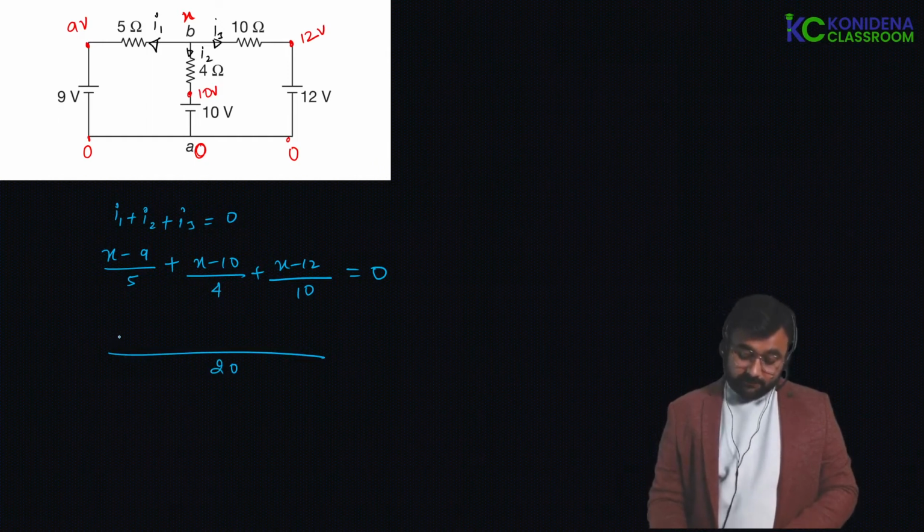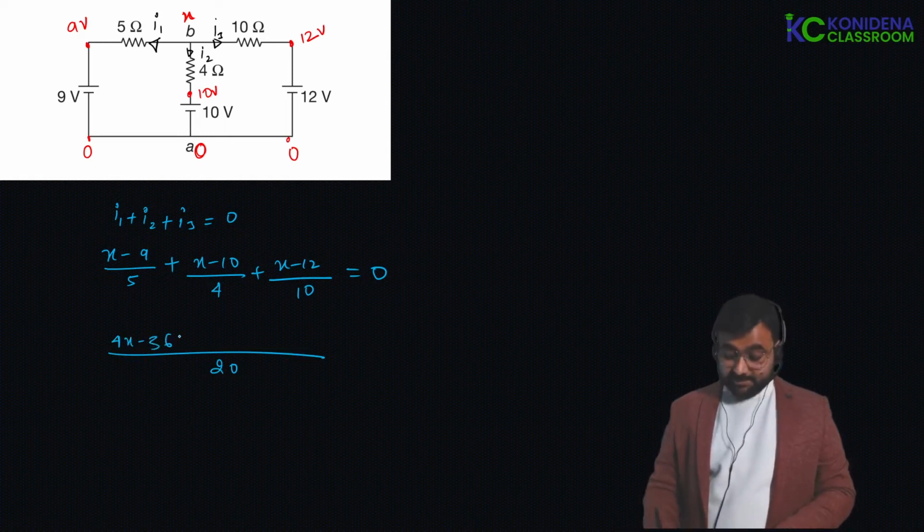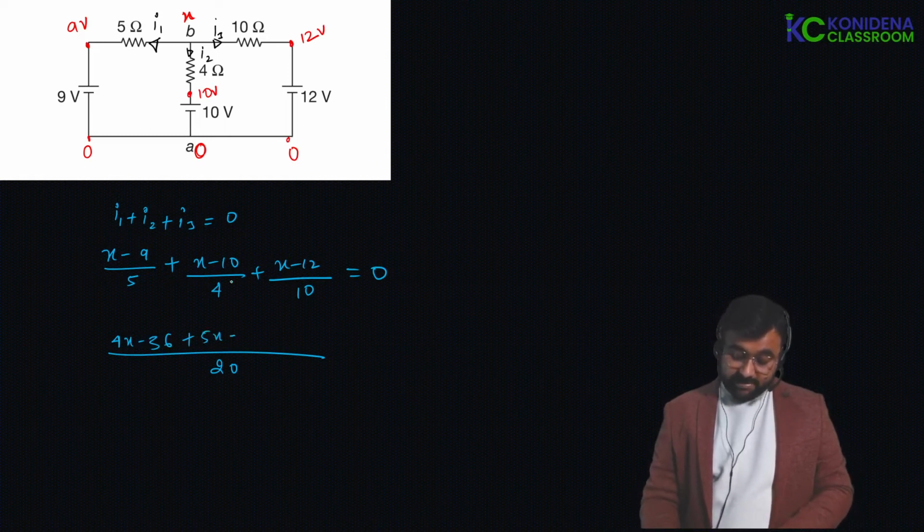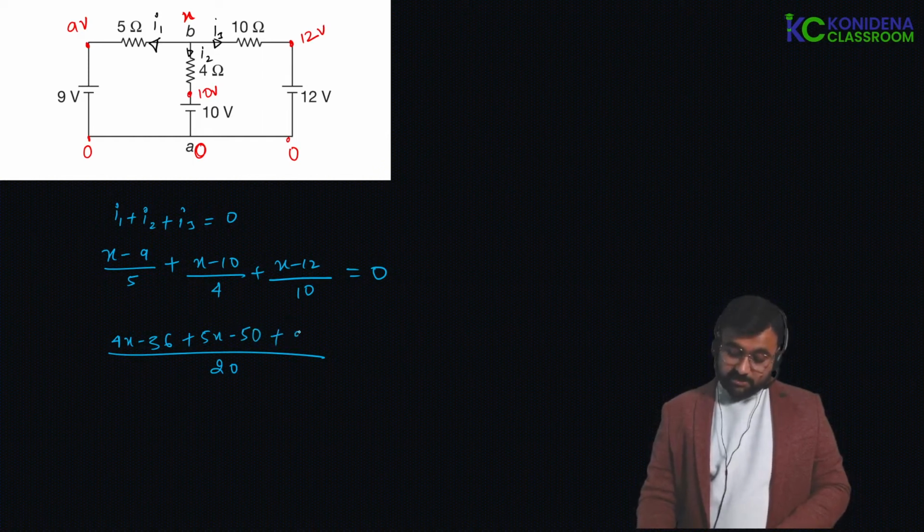So this is 4x, 5 4s are 20, so 4x minus 36, right? Now again plus 4 5s are 20, so 5x minus 5 into 10 is 50, plus 10 2s are 20, so 2x minus 24. That has to be 0, right?